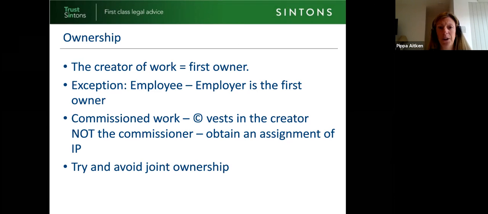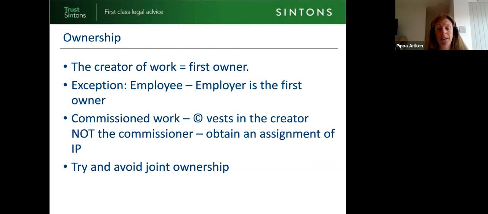Commissioned works often trip people up because they think if they've paid for something, they will automatically get the rights to it. And that's not the case. Copyright would vest in the creator and not the commissioner. So for example, if a graphic designer designed a logo for your website or some new branding for you, and you've paid them for that work, they will own the copyright. And what you need is a legal document, which is called an assignment, which we talked about earlier. An assignment of IP will transfer the legal ownership of that IP to you, the commissioner.